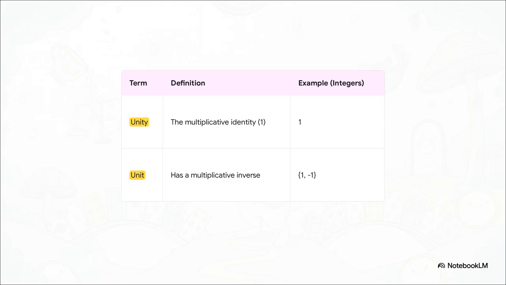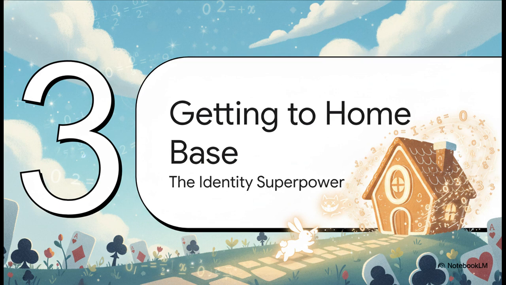A unit, though, that's a different beast. It's any element in a set that has a multiplicative inverse that is also in that same set. So for all the integers, only 1 and -1 work because their inverses are 1 and -1, which are also integers. The number 2, not a unit. Why? Because its inverse is 1/2, and 1/2 is not an integer. See the difference? So why does any of this matter?